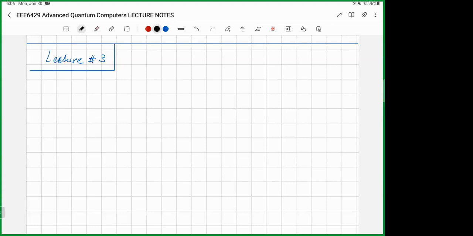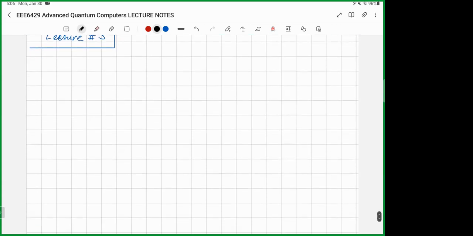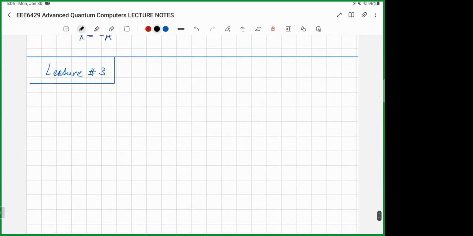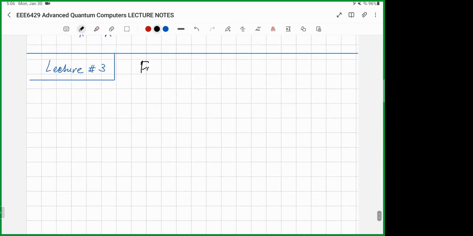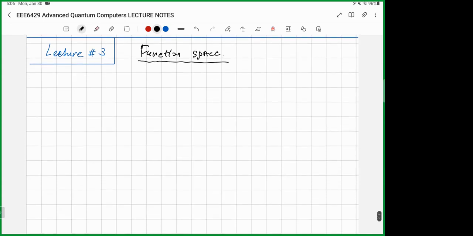And the first concept that I want to tell you today is this concept of function space. Function space. Apparently, this is a space of functions. And at this point, we will see why we use this ket and bra notation.